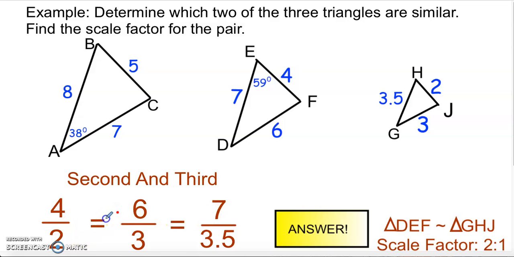So if I did cross products here, that's 12 and that's 12, this is 21, and if you punch in 6 times 3.5 in your calculator, you're going to get 21. So they are similar. Triangle ABC and triangle GHJ are similar to each other at a scale factor of 2 to 1.